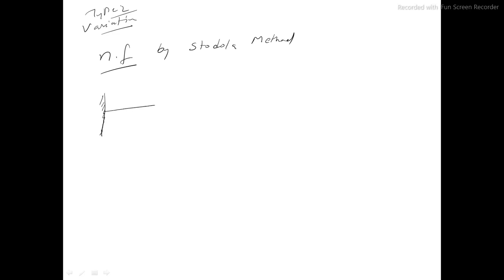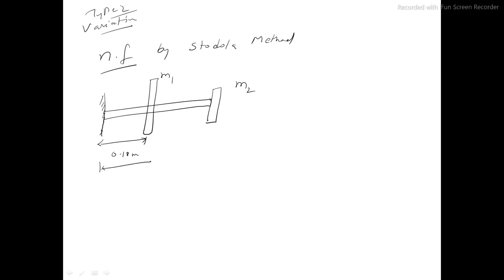You can see a cantilever beam here, a cantilever beam with certain masses, m2 and m1. This distance is given as 0.18 meter, and this distance is given as 0.30 meter. So you can see this question. Here the process will be the same.